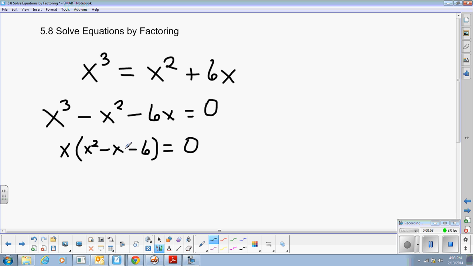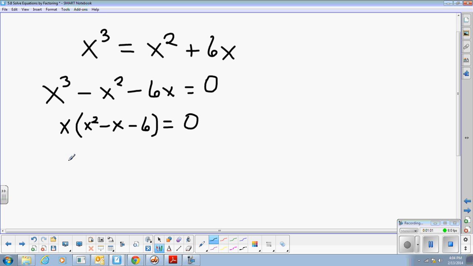So now I'll look at just the inside. The x I'll keep on the outside for now, and I'll be copying that down. Since I have a plain x squared, I know right away we're going to break this out into two factors, and I will put an x as the first term on each. Now I need the factors of negative 6 that give me a sum of negative 1. Those two factors are negative 3 and positive 2, because negative 3 plus 2 is negative 1.